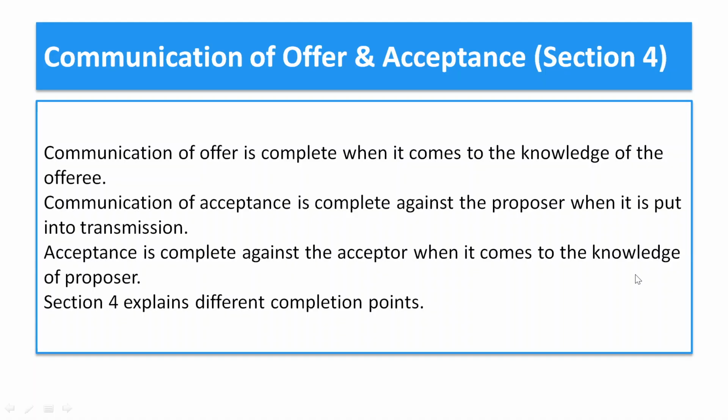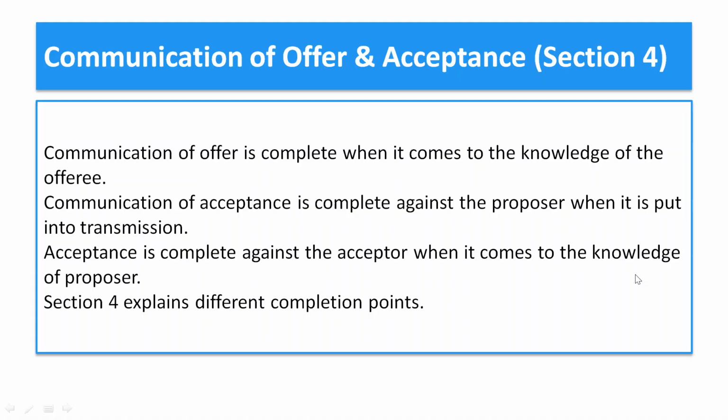Acceptance works in a slightly different way. Acceptance is complete against the proposer when the acceptor sends it in such a way that it goes out of his control. But acceptance is complete against the acceptor only when the proposer actually comes to know about it. So, acceptance has two completion points, one for the proposer and one for the acceptor.